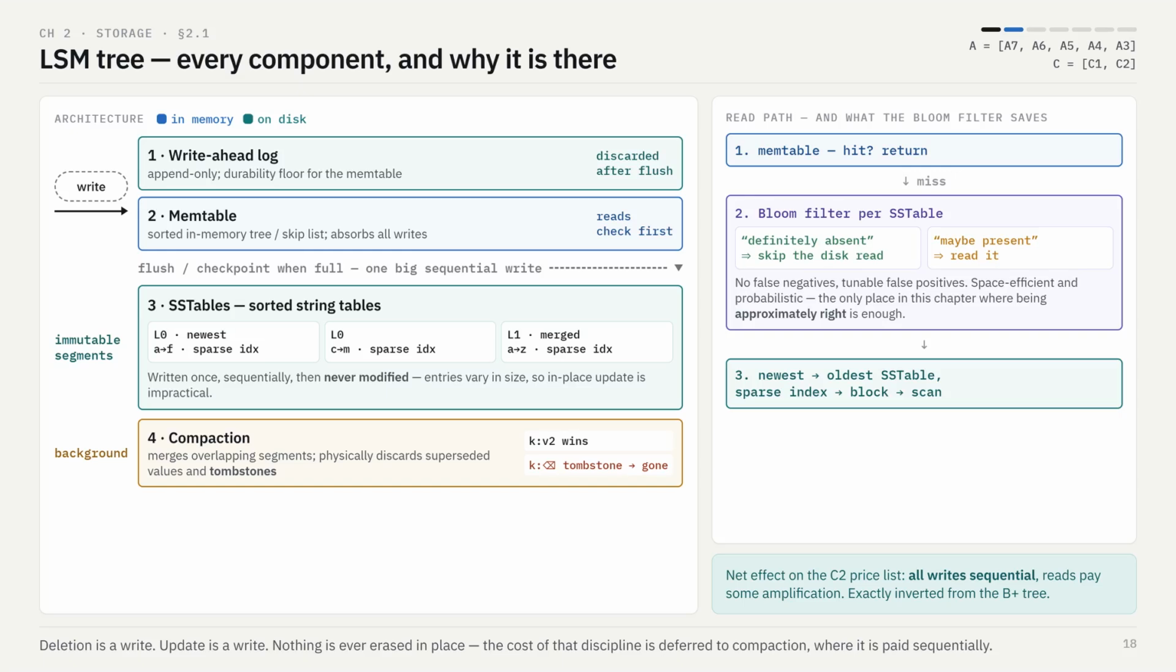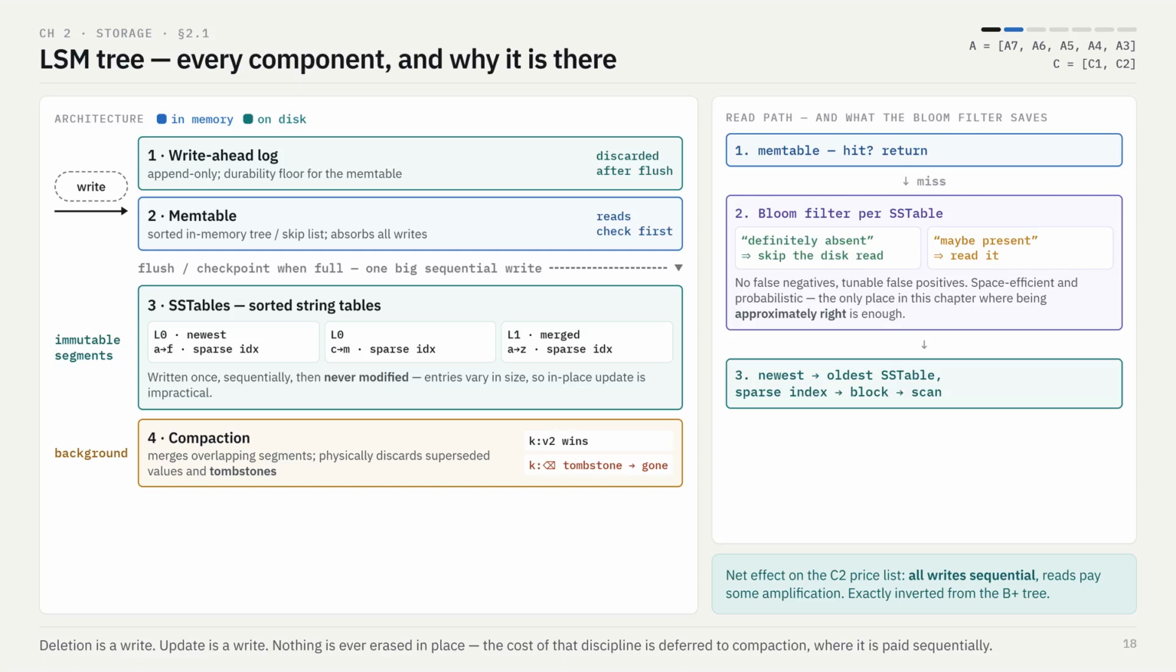It's built from several cooperating components that are periodically merged and compacted in the background. Let me take them one at a time, and I'd encourage you to follow the write path and the read path separately on the architecture diagram because they're genuinely different journeys.